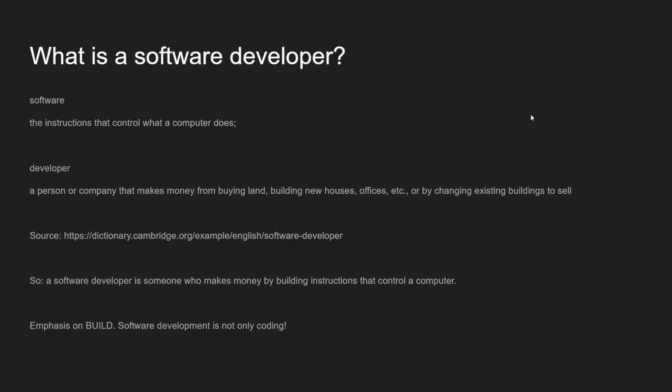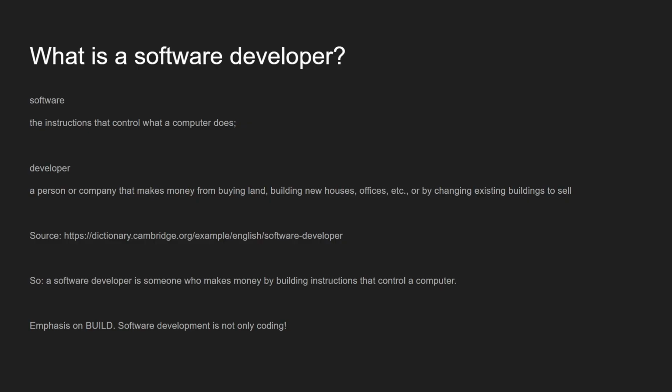According to the Cambridge Dictionary, software is the instructions that control what a computer does. And a developer is a person or a company that makes money from buying land, building new houses, offices, etc., or by changing existing buildings to sell. So a software developer is someone who makes money by building instructions that control a computer. This is my definition, but I think it's very reasonable after taking a look at the Cambridge definition.